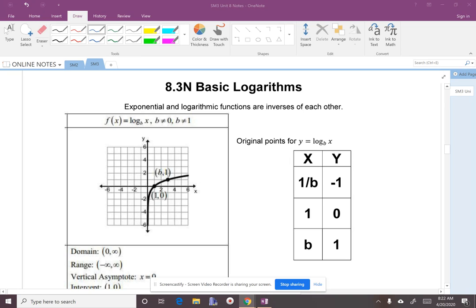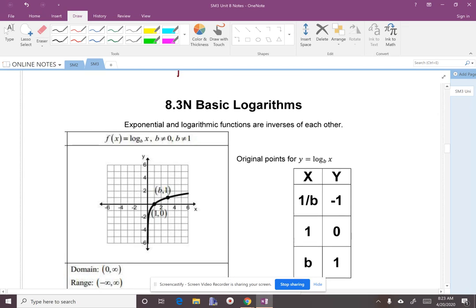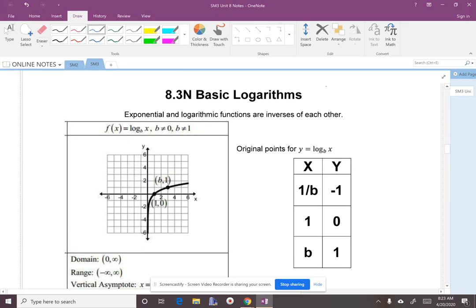So anything that has to do with the x now has to do with the y. And anything that has to do with a y on an exponential now has to do with the x. So just like we talked about last time, this is going to be new for us. If we remember, exponentials were y equals b to the x. Logarithms are y equals log base b of x.